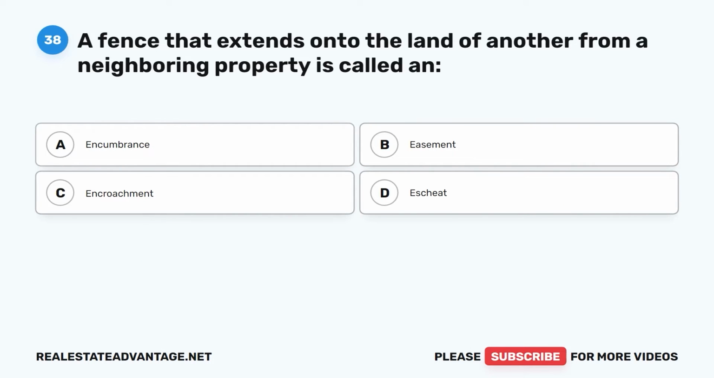Question 38. A fence that extends onto the land of another from a neighboring property is called an A. encumbrance, B. easement, C.